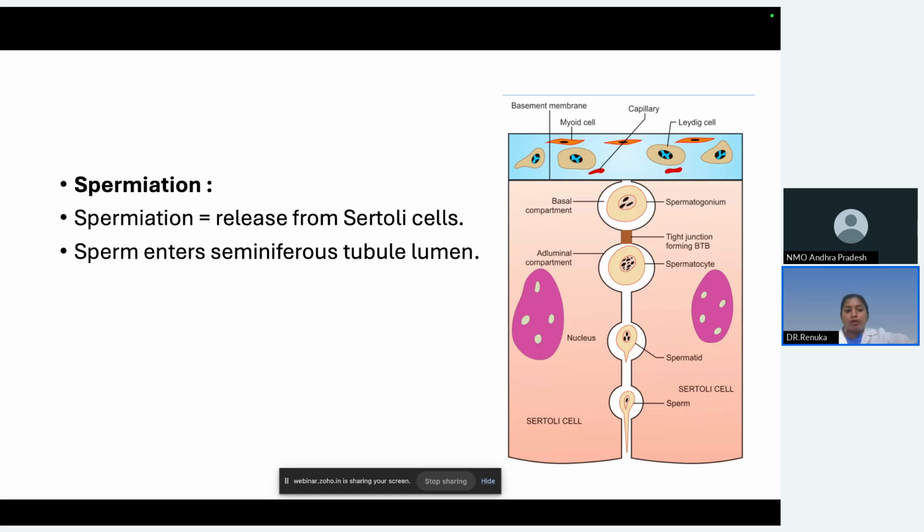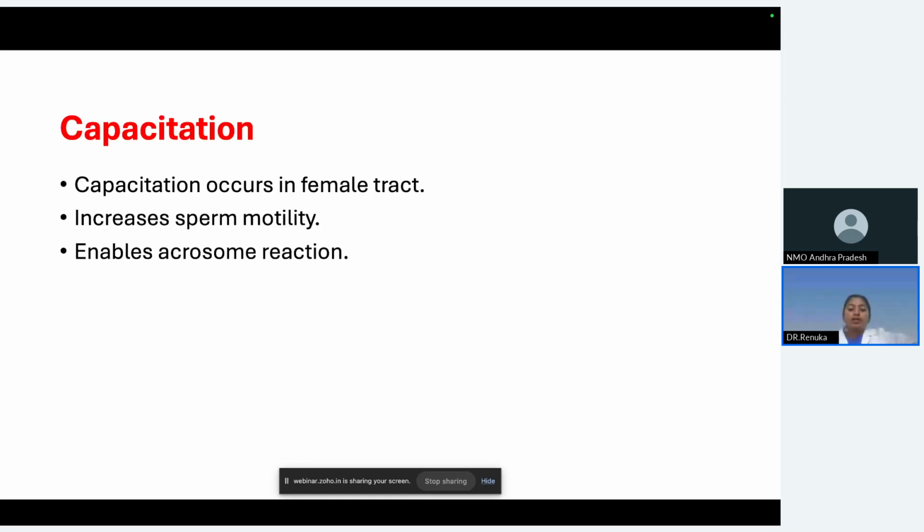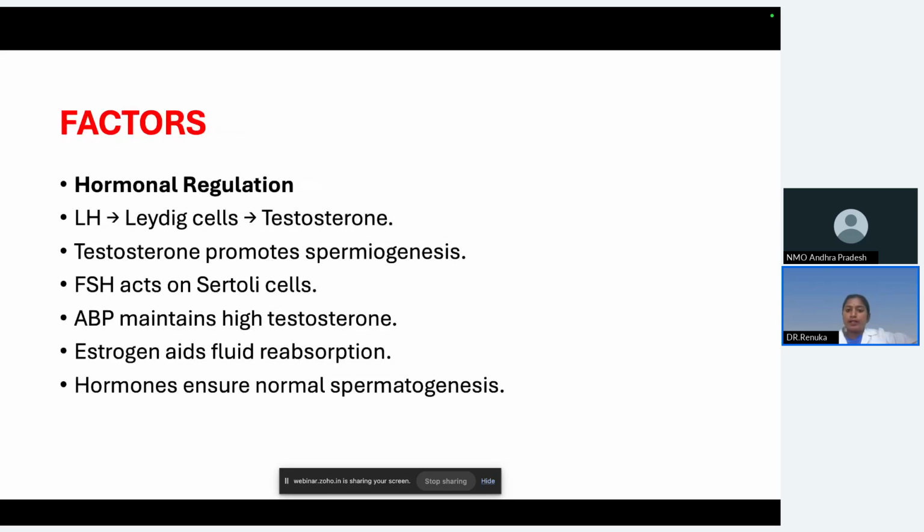Capacitation, we already read this. This occurs in the female tract. This increases the motility of the sperm because of the acrosomal reaction. And then the factors. What does LH do? LH acts on Leydig cells. Leydig cells produce testosterone. Testosterone is very important for spermatogenesis and spermiogenesis. And FSH acts on Sertoli cells.